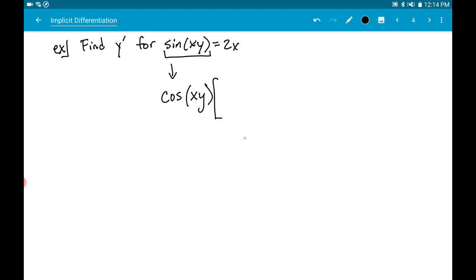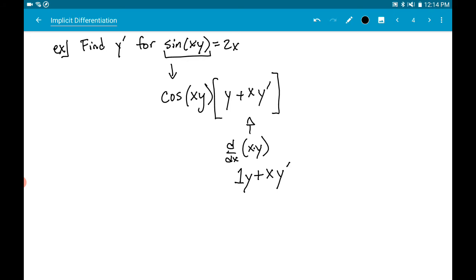Chain rule. I now need to do the derivative of xy. But within that, I have a product rule, because those are variables, they're not numbers. The derivative of that is going to be u prime v plus u v prime. Right, derivative of x is 1, y is along for the ride, and that's what's going to go in here.